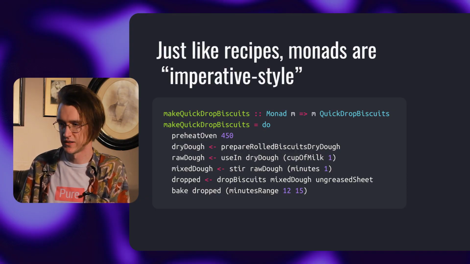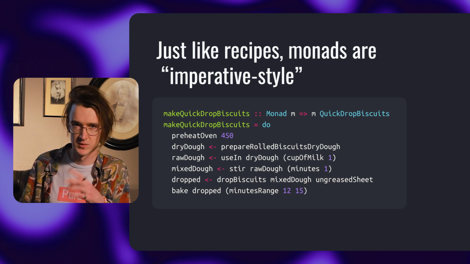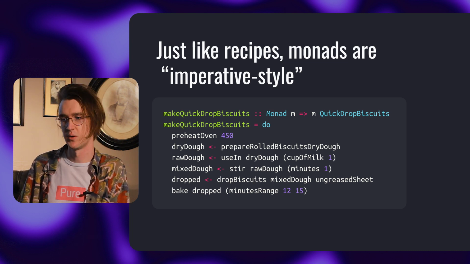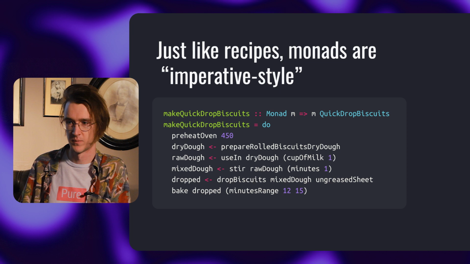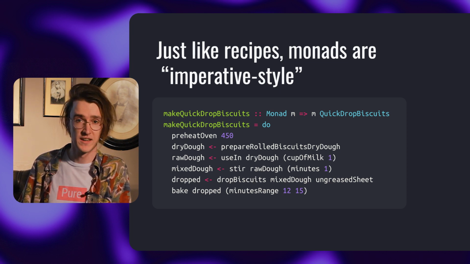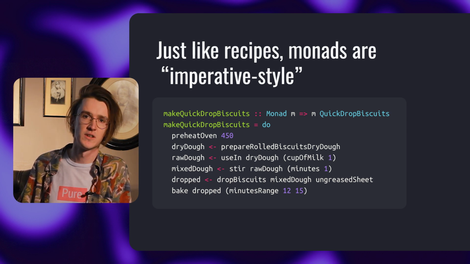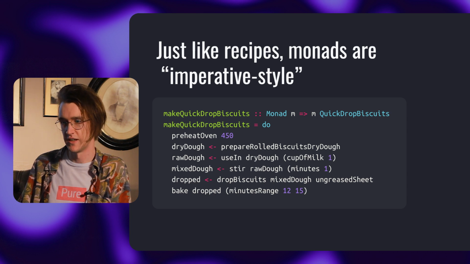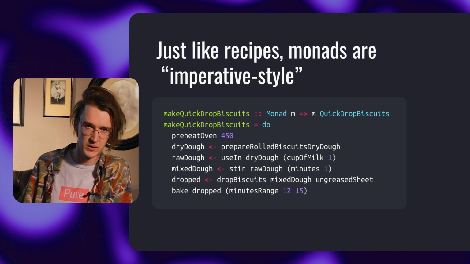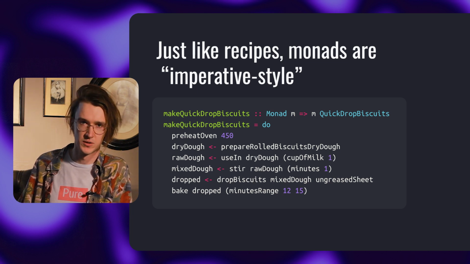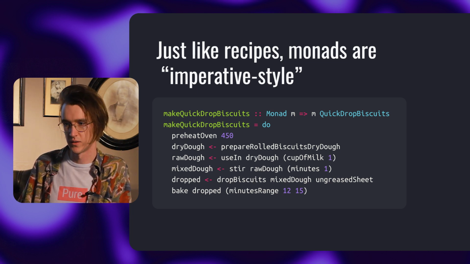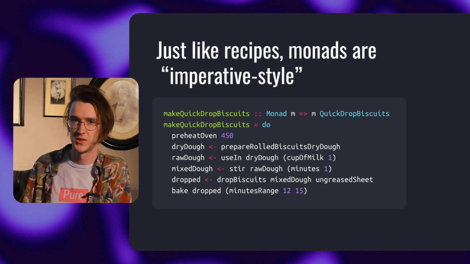This idea is represented by the bind operation. It's this weird looking arrow here. We read it from top to bottom. First step is just preheating an oven, but then we have to prepare all biscuits dry dough, which returns a dry dough. And then we take this dry dough and use it together with a cup of milk. We get raw dough as a result, and so on.